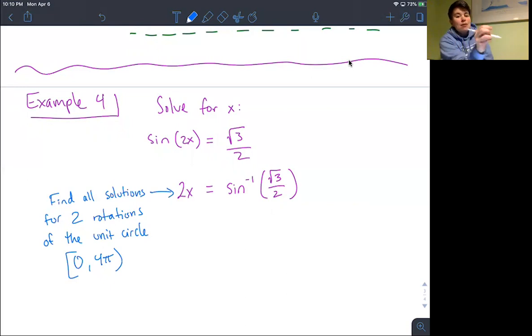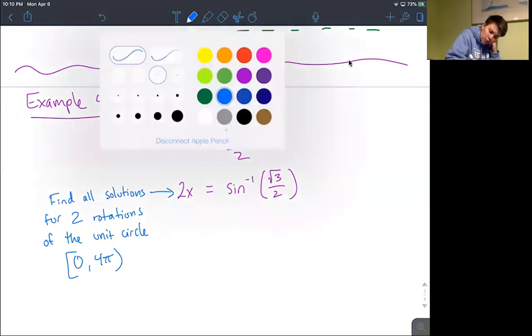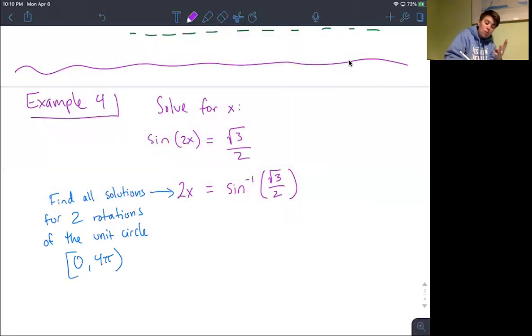So we're going to need to find everything for 2 rotations, because then we're going to divide it in half, and it's just going to get me back to 1 rotation. If you have no idea what I'm talking about, follow me here. Let's think about this. So all things between 0 and 4 pi.